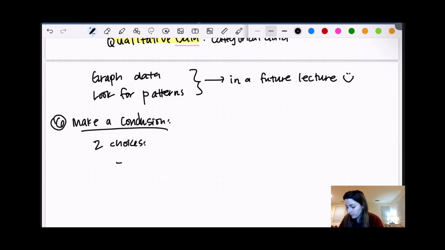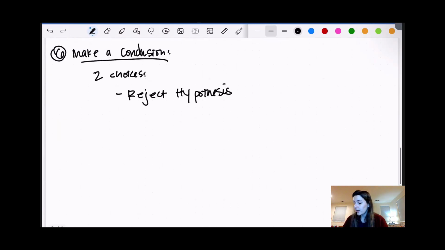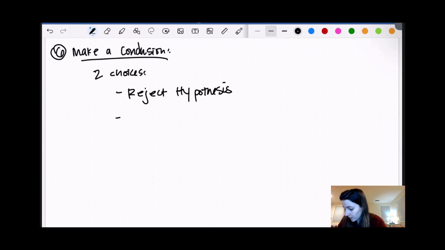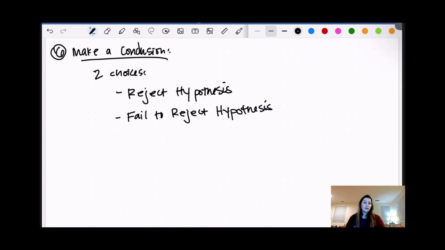Do we reject the hypothesis? Is that hypothesis just wrong? Or do we, it's a special phrasing here, do we fail to reject the hypothesis? We fail to reject the hypothesis. Not that we prove the hypothesis is correct, we fail to reject that hypothesis.